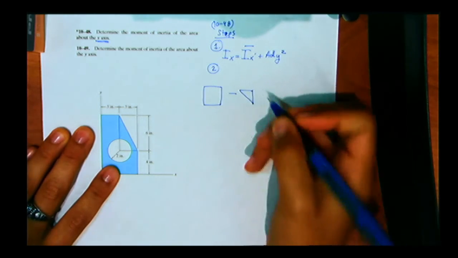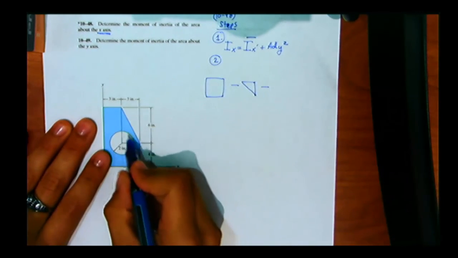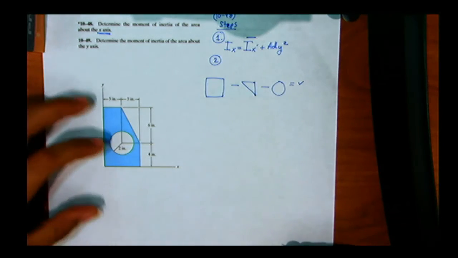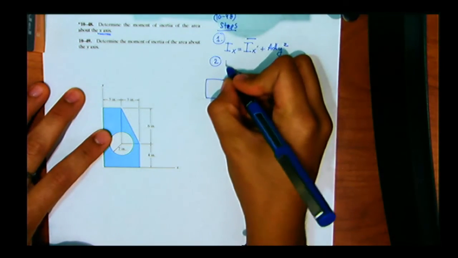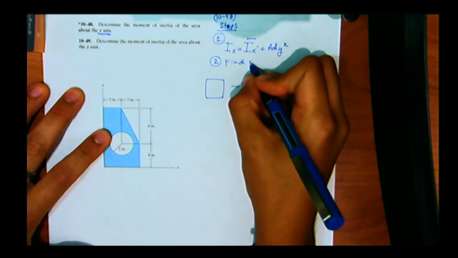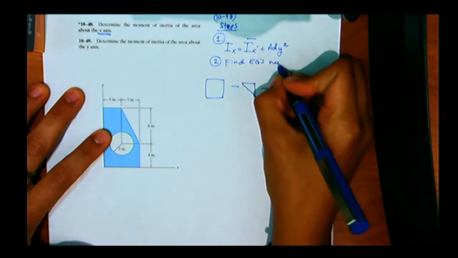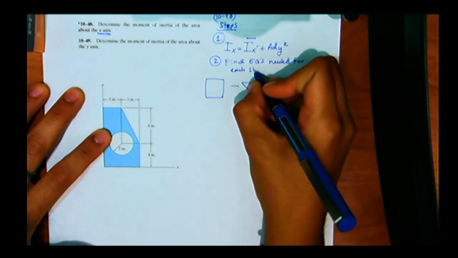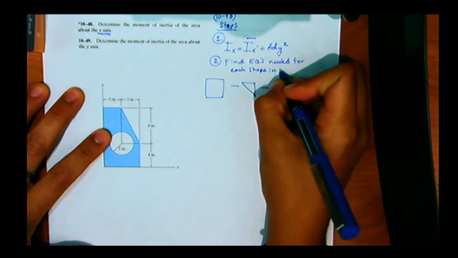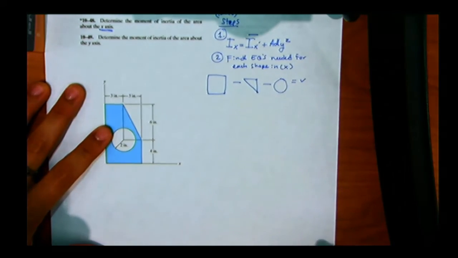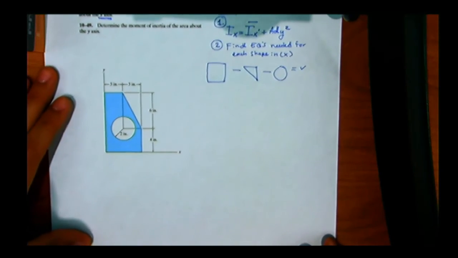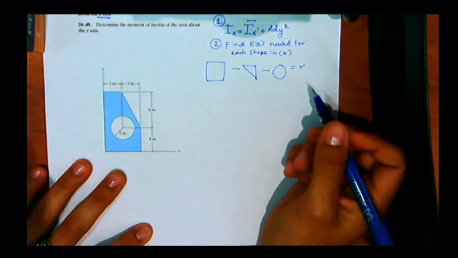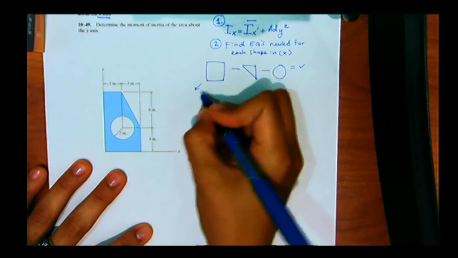Right? So each of these shapes is going to have its own equation for x. For a rectangle, it's going to be 1/12 base times height cubed. Triangle for x is going to be 1 over 36 base times height cubed. And for our circle, it's going to be 1/4 pi r to the 4th. Okay.